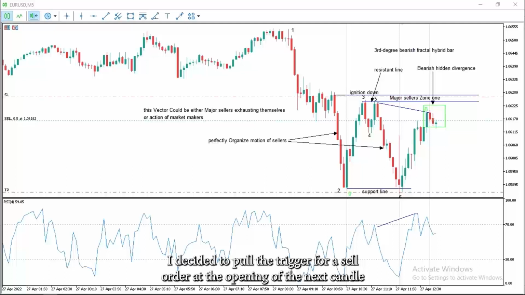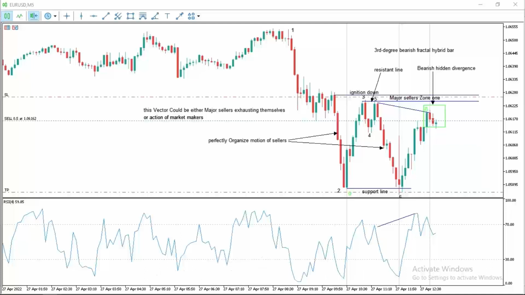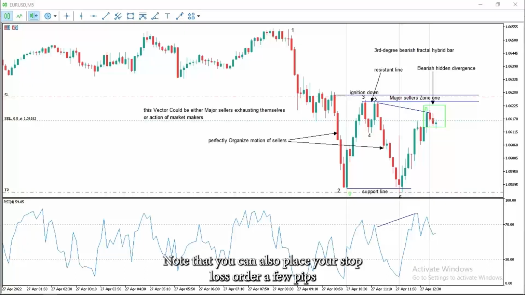I decided to pull the trigger for a sell order at the opening of the next candle after our third-degree bearish fractal hybrid bar. For the stop-loss order, I decided to place a few pips above the horizontal frequency line from vectors 3 and 5, for a double protection purpose. Note that you can also place your stop-loss order a few pips above the upper tail of the fractal candle and you will be right because this is still a logical place to place a stop-loss order.